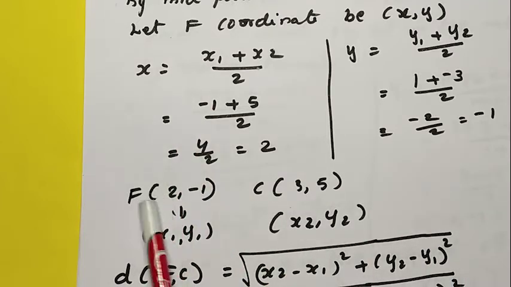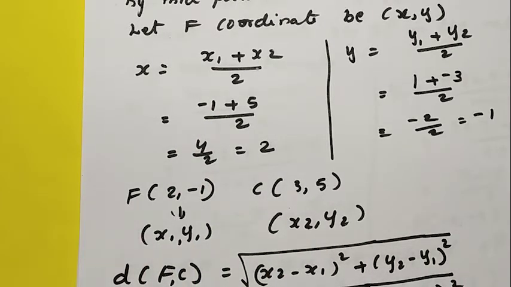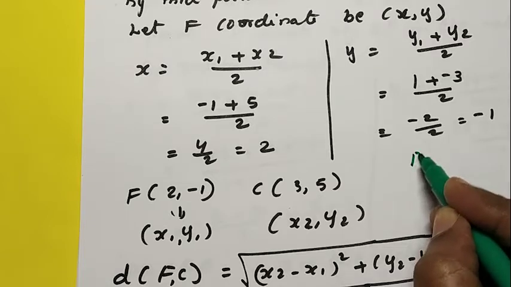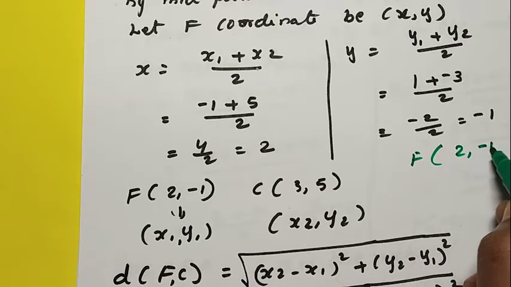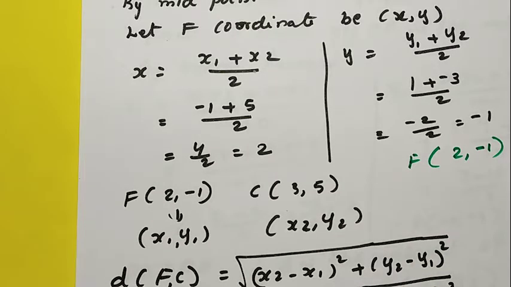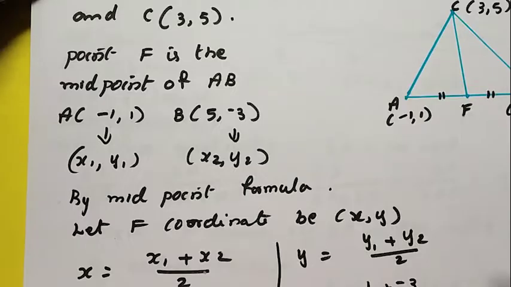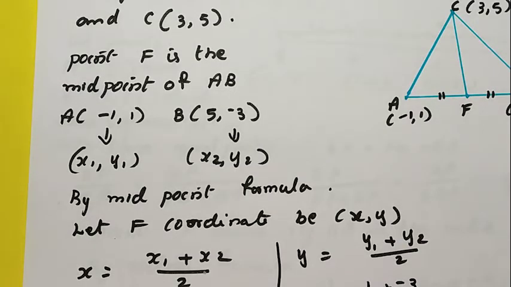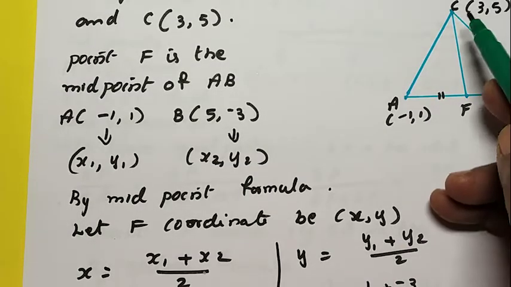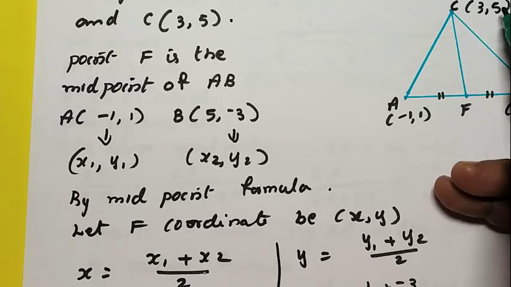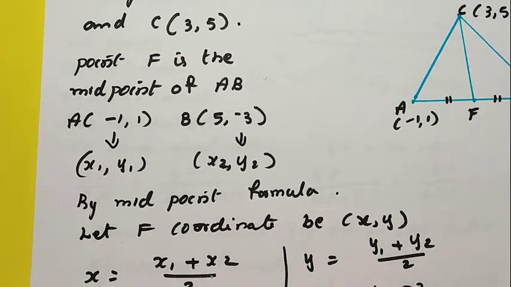Now we know the coordinates of F. F is (2, -1). So, we get the coordinates of F, which are (2, -1). Now, look into the figure. This is the F coordinate we got, (2, -1), and we know the coordinates of C as (3, 5). Therefore, we can find the distance between C and F.